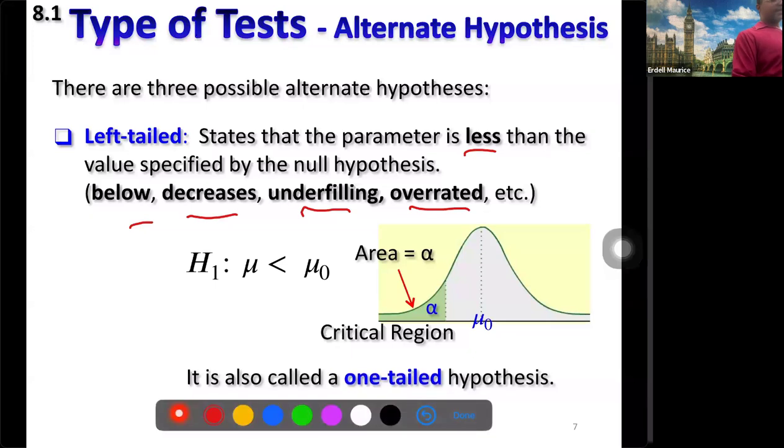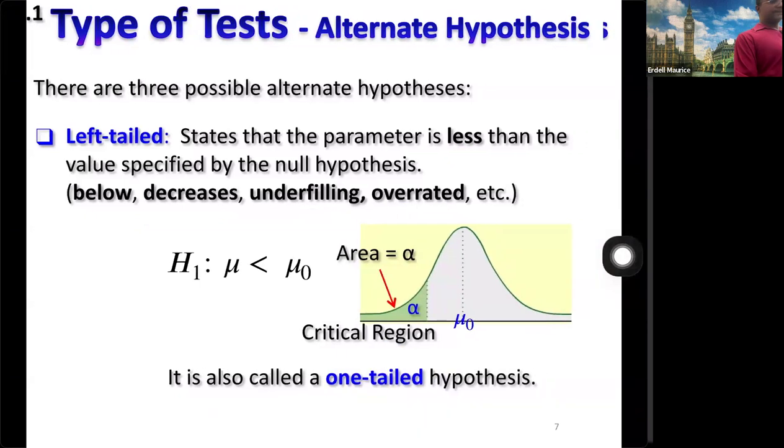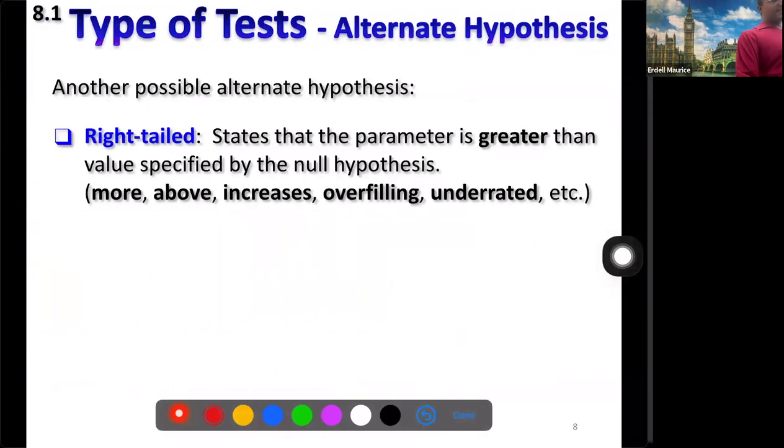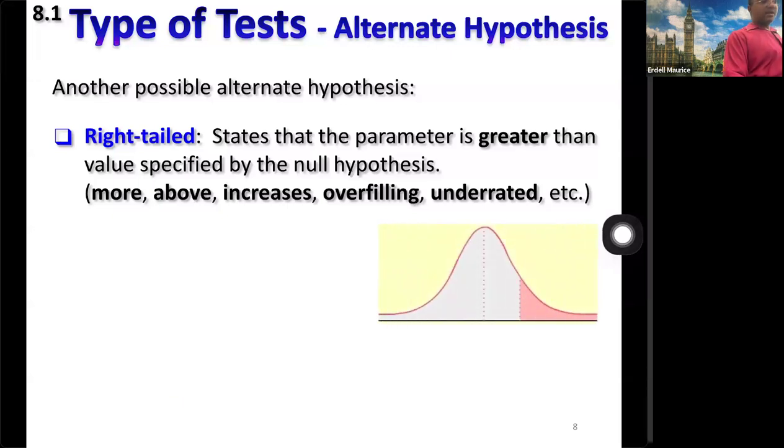Your left-tailed test is called a one-tailed test because you have one area of rejection region, one area where bad things can happen, on the left side. Then we have a right-tailed test. A right-tailed test is greater than. You look for keywords like more, above, underrated, increasing, right? We believe the coach is underrating the prospects for the team this year. That's why we said greater than 48 wins, right? On a right-tailed test, we're shading the right side of the curve.